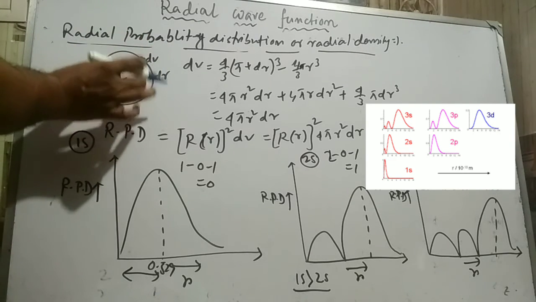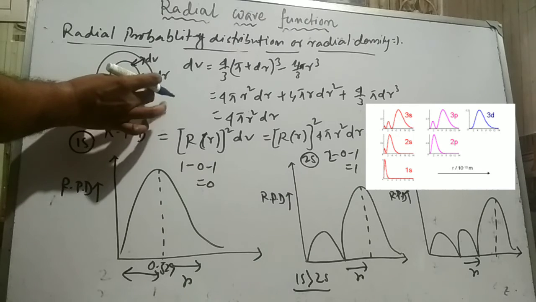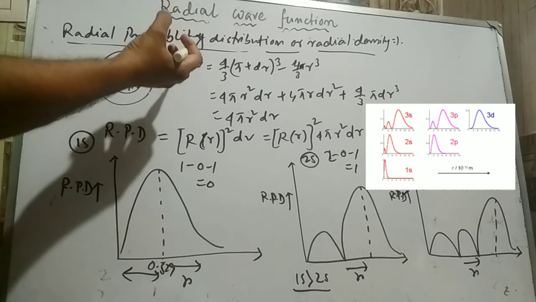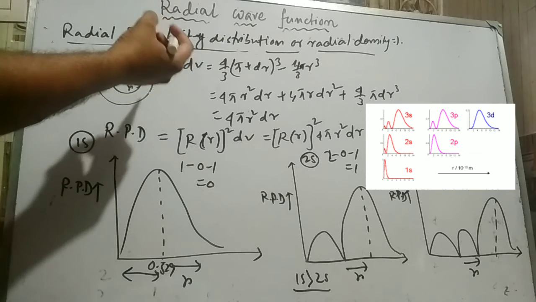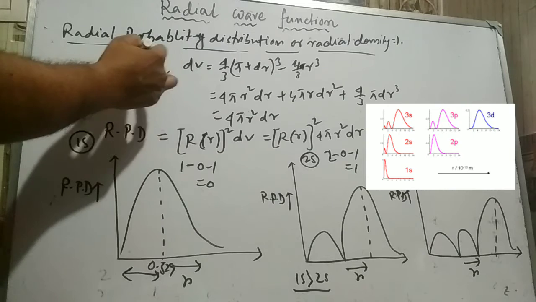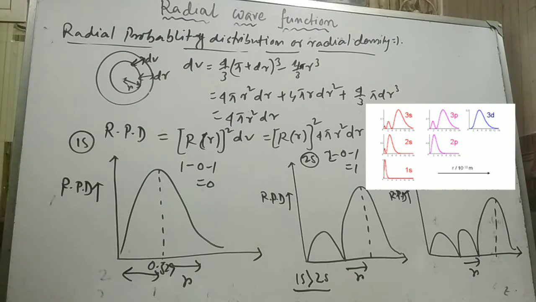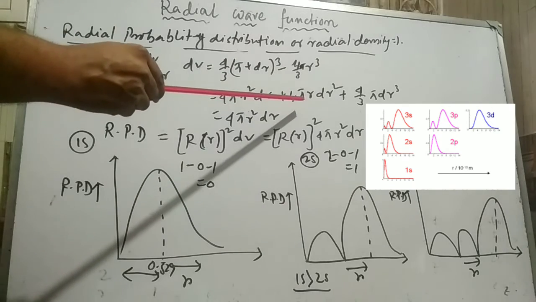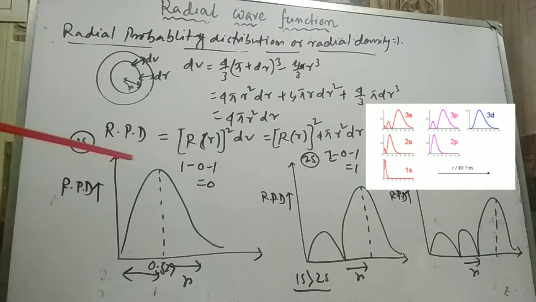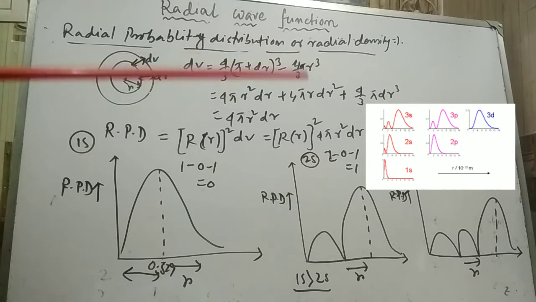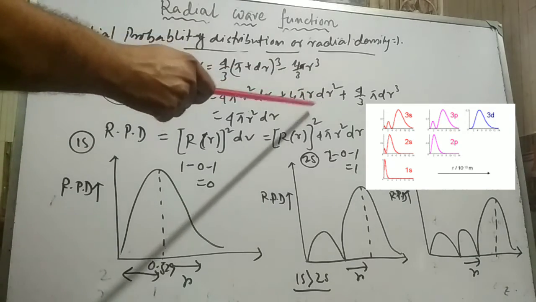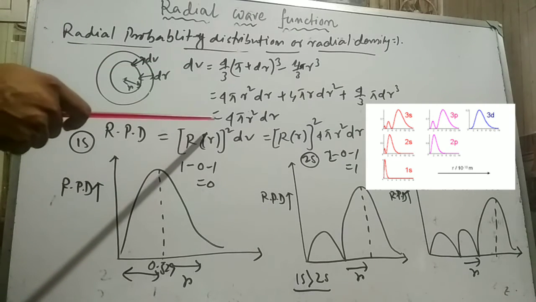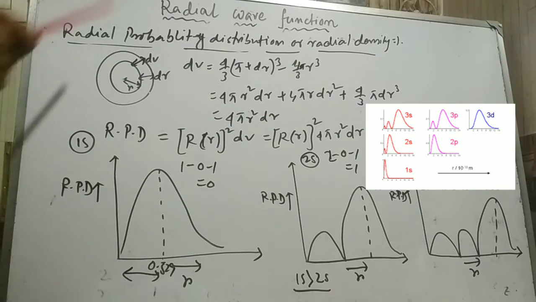That means subtracting this value from this value, the small volume dV is obtained in a range at dr. From solving the equation, we have 4π r² dr + 4π r dr² + 4/3 π dr³. The dr is very small, and that's why dr² and dr³ can be neglected. So the value of dV is equal to 4π r² dr.